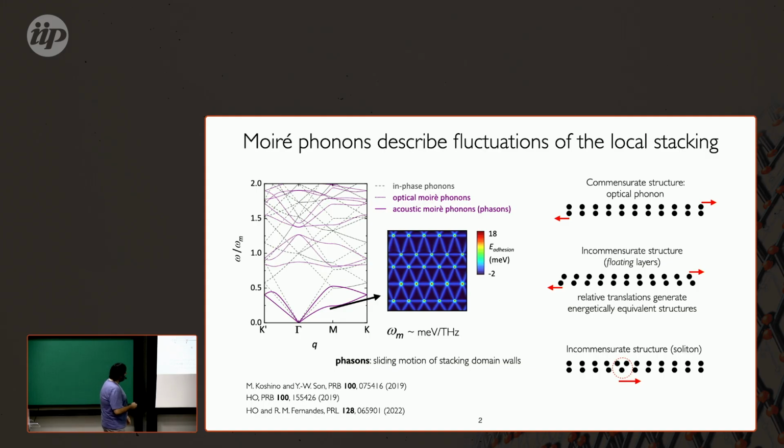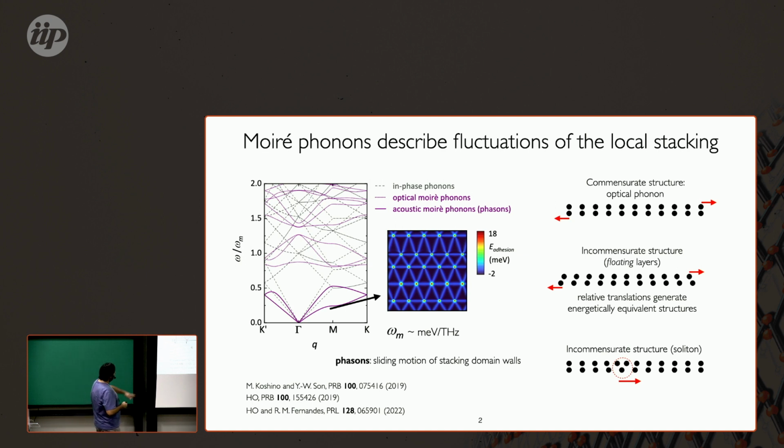One way to think about the calculations is that you can start from the acoustic phonons of a single layer, and you can fold them back to the Moire Brillouin zone, and those are the dashed lines. Now, because of this relative motion of the layers, that changes locally the stacking configuration, and together with relaxation effects, that basically reconstructs these phonon spectra. And you have now many flatter optical Moire phonons, and also a new acoustic branch, and those are the ones that I'm going to call phasons.